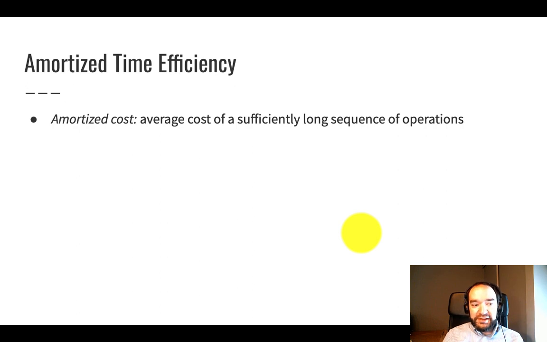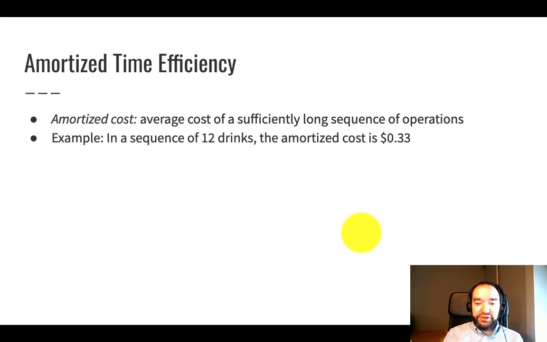Amortized time efficiency uses this kind of idea and applies it to these big O asymptotic analyses. The amortized cost of one operation is the average cost of a sufficiently long sequence of these repeated operations. So, in the previous example, in a sequence of 12 drinks, the amortized cost is 33 cents. If you go through the whole cycle of drinking 12 sodas, on average, you're spending 33 cents.